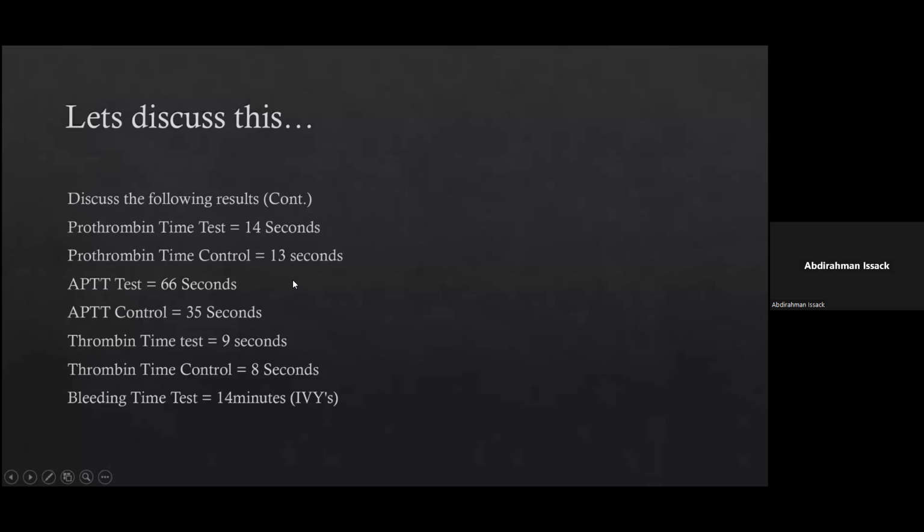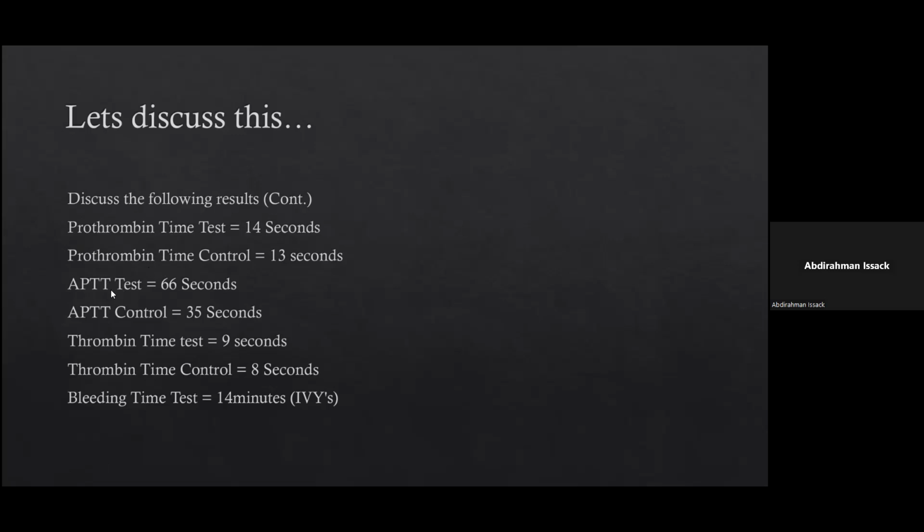Okay, now let's discuss these values, the test done. The first one. The prothrombin time, 14 seconds. The control, 13 seconds. Is this prolonged, within the normal range, or delayed? Remember we said it's a cutoff of +2, -2. Anyone? Okay, normal. Thank you, Ibrahim.